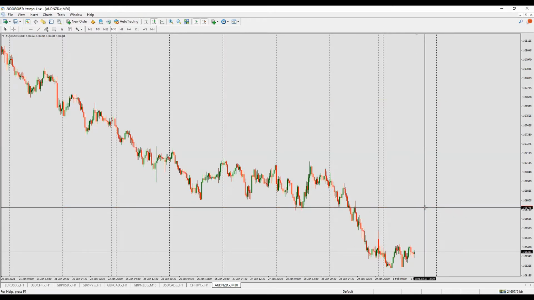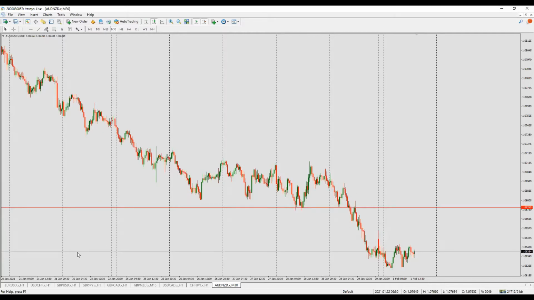But it is a valid supply for now. So I would take the risk here and sell on the first touch of the price at this level. All right, so that's for the AUD against the Canadian.